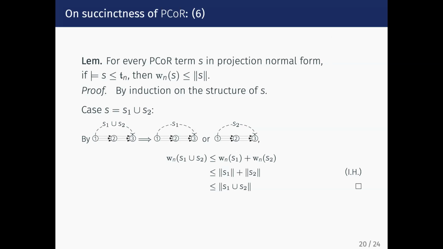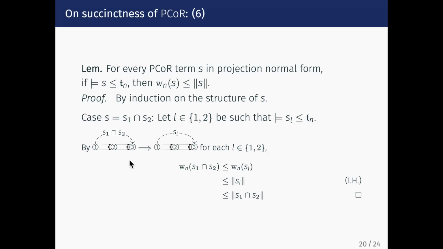Now we prove this lemma using these three lemmas. So first, the case of union. Then this inequality holds. It is because if there exists a path of S1 union S2 like this, then there exists a path of S1 or S2. So this inequality holds, and then we can apply the induction hypothesis to these two by using the previous lemma. So this part is proved.